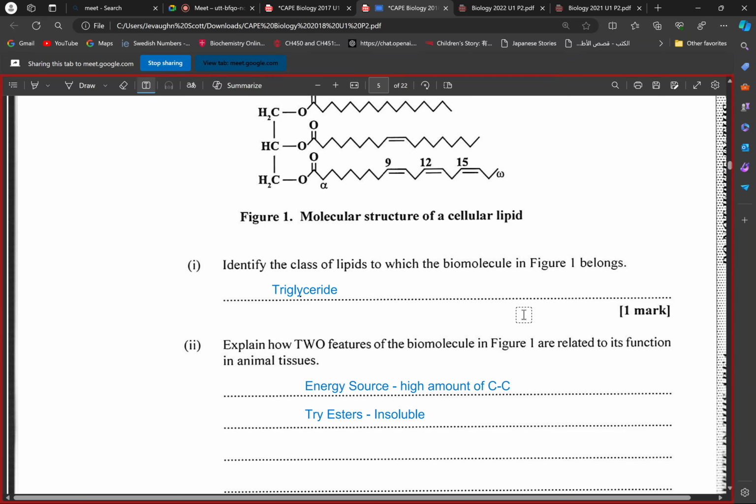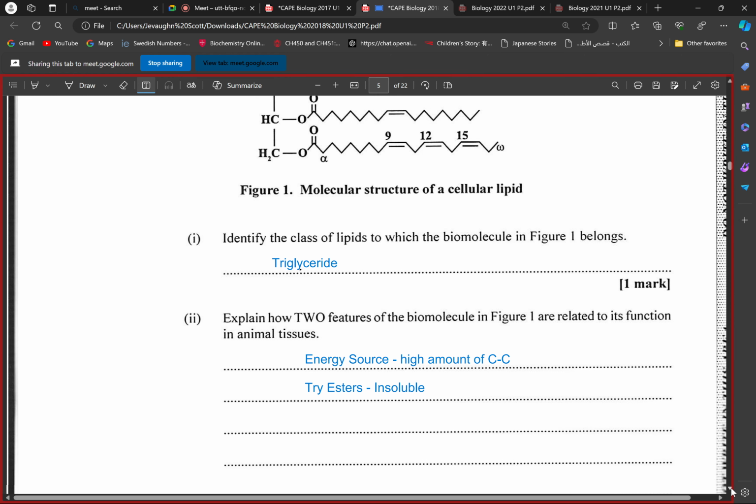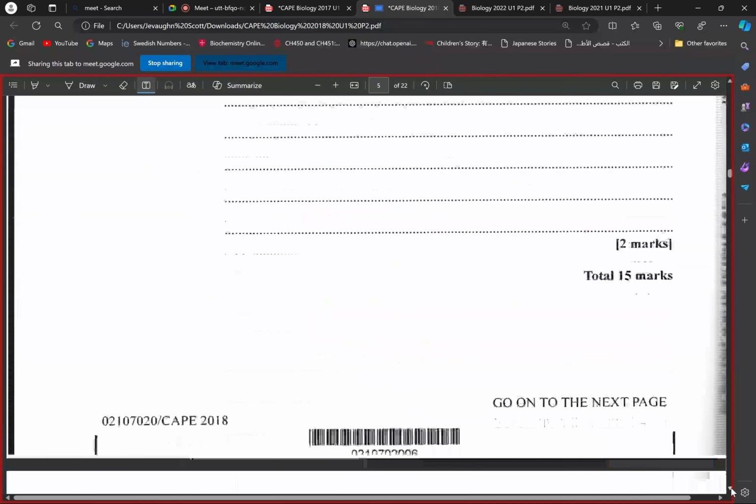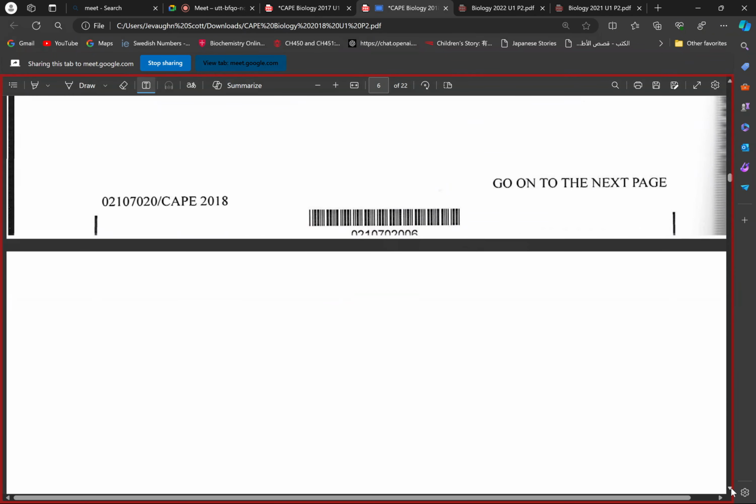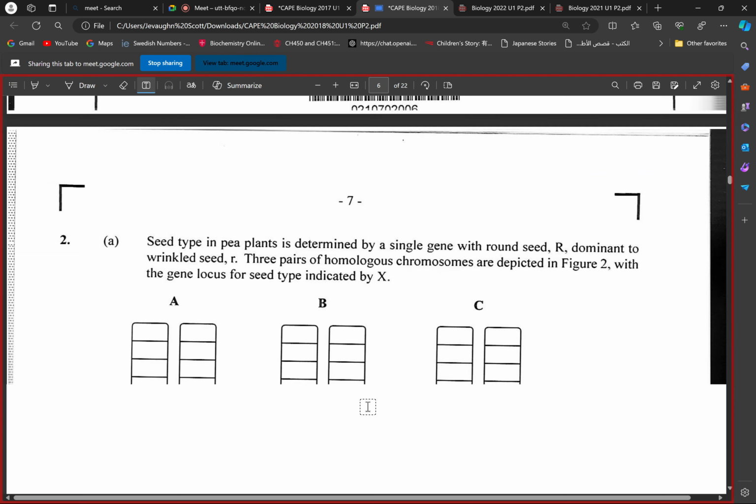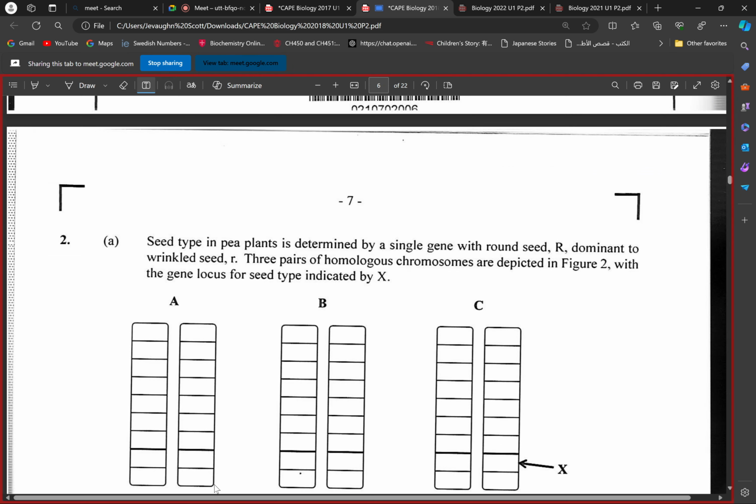It has other functions as well, but we can't specifically refer to the structure in order to describe those other functions. But you guys should be able to get the function of a triglyceride there. That should be fine. 2 marks. That should be lovely. And that should head us into the module 2 component of the section.